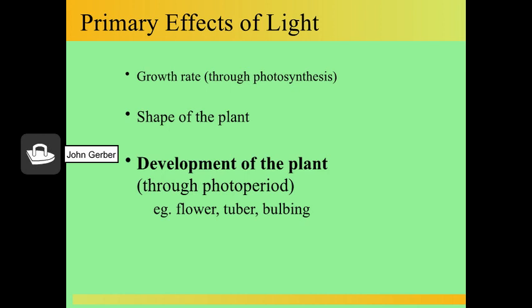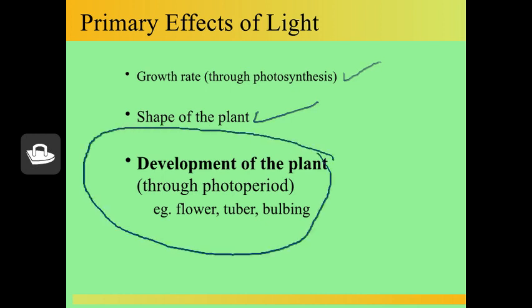So we've looked a little bit at the growth rate of plants, the photosynthesis, and the shape of plants. Finally, we're going to look at the development of plants and how they change through photoperiod. As days get longer or shorter, it can cause developmental changes in the plants like flowering, tuberization of potatoes, bulbing, and the like.